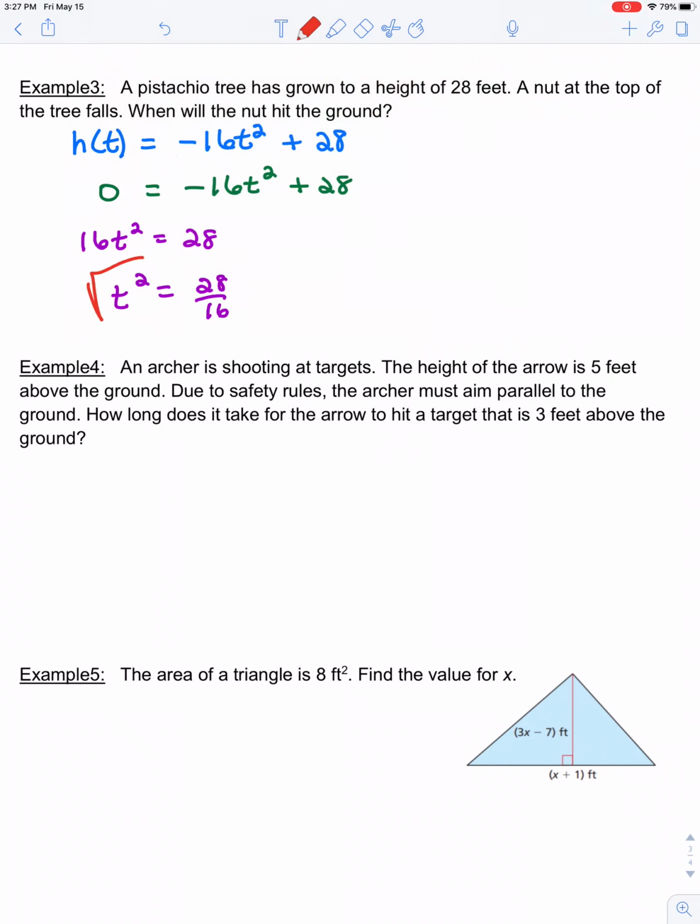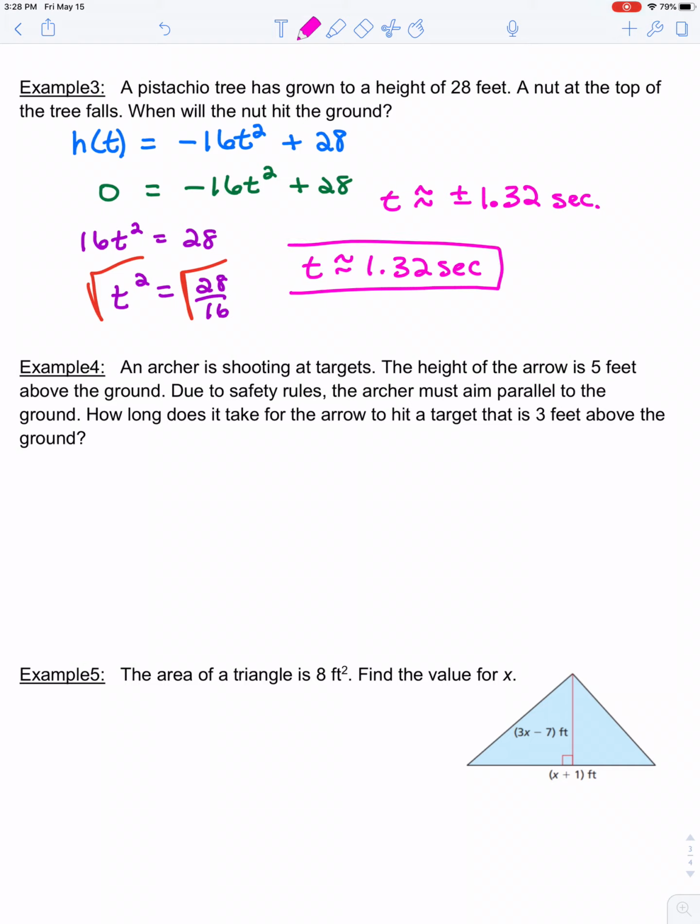Root both sides. When you root both sides, you will get t is approximately plus or minus 1.32 seconds. Now, obviously, we're not going to use the negative because we cannot use negative time when we're wondering how long before the nut hits the ground. So your actual final answer will be approximately positive 1.32 seconds. Okay, so here you did not need to use the quadratic formula.